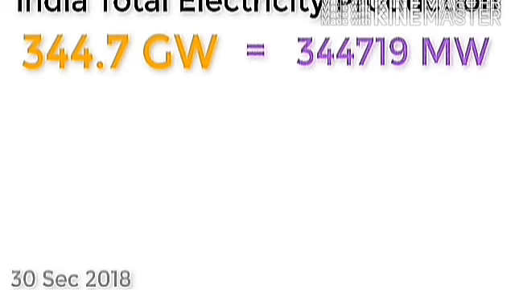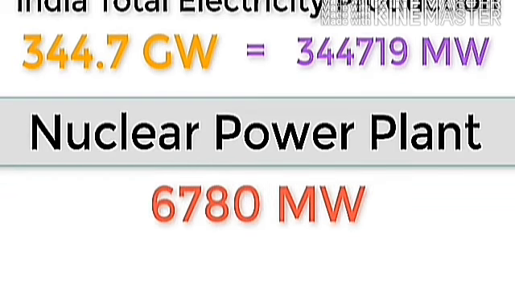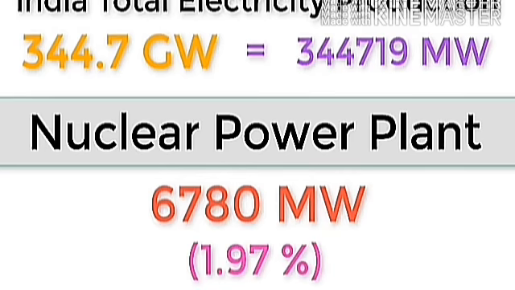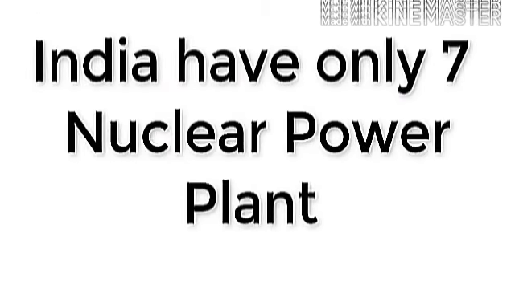Then nuclear power plants in India. The Indian Atomic Energy Commission, AEC, was established in August 1948 in Mumbai. Dr. Homi Jehangir Bhabha was the first chairman of the Indian Atomic Energy Commission. Nuclear power is the largest power source in India.